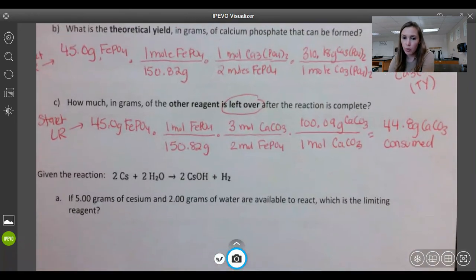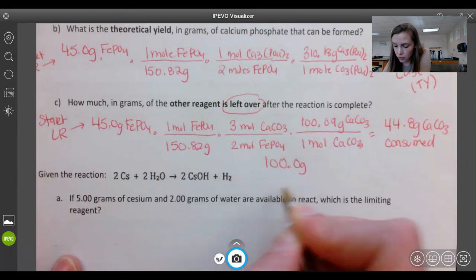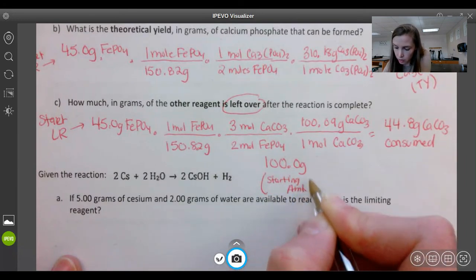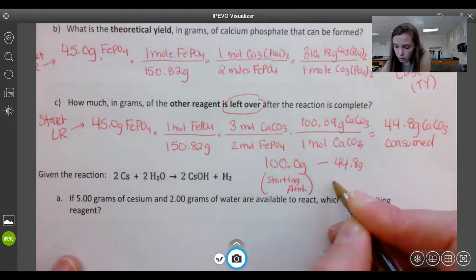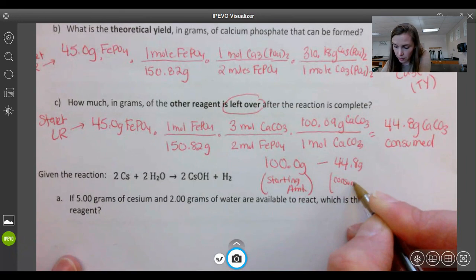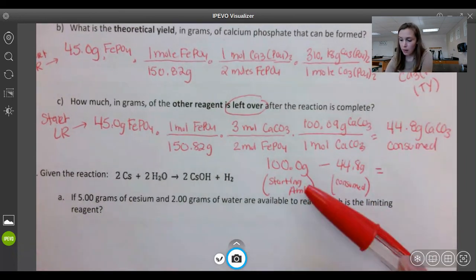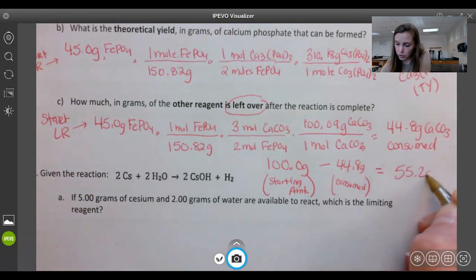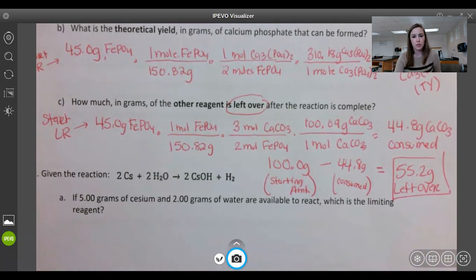So this is where we're going to go one more step, where we're going to write down the amount that we started with. So 100.0 grams. This was the starting amount. Okay, minus how much was consumed. So this is how much was consumed by the reaction, which was determined by our limiting. And then when we subtract those and go by place value, which will be to the 10th spot, you will get 55.2 grams, and that is how much was actually then left over. That had nothing to react with once the limiting reagent was consumed.